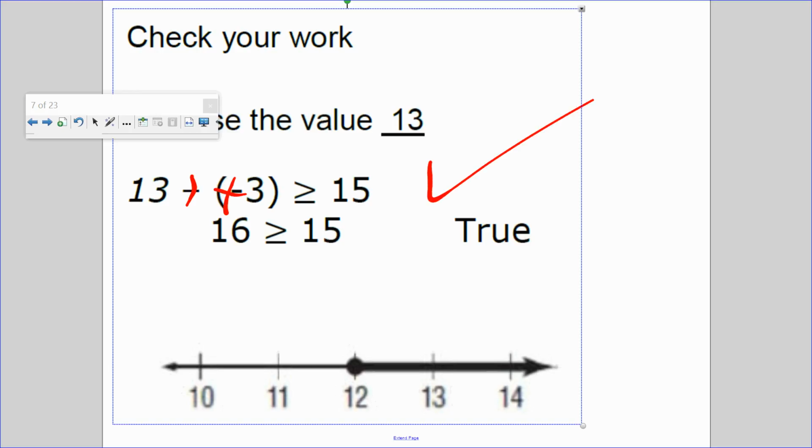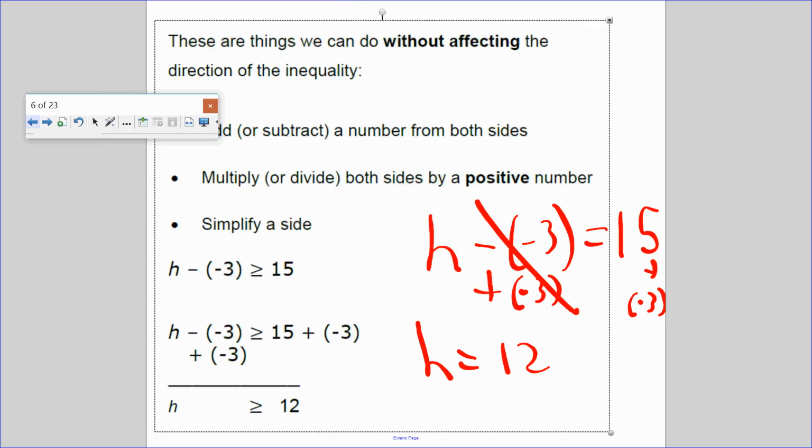So let's graph this. Let's graph our inequality. h is greater than or equal to 15. So it's, wait, yeah, I'm sorry, h is greater than or equal to 12.